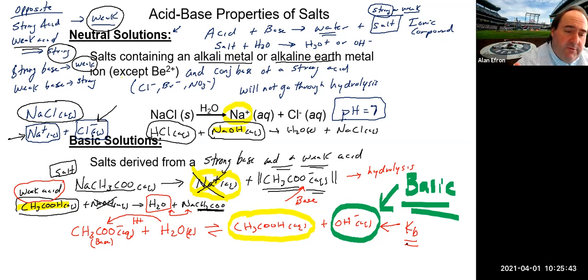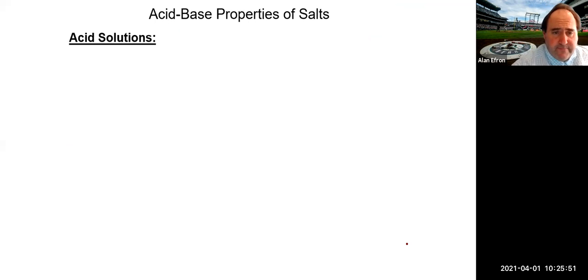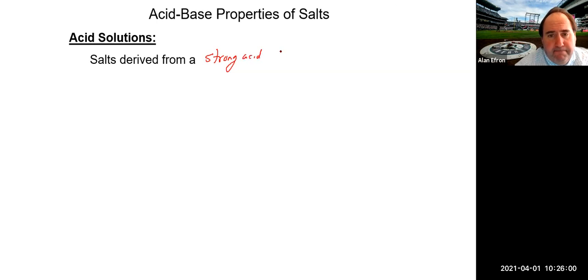Well, we covered neutral salts, we covered basic salts. I'm sure you can imagine there's acidic salts. So let's talk a little bit about the acidic salts. Now, acidic salts are derived from a strong acid and a weak base.